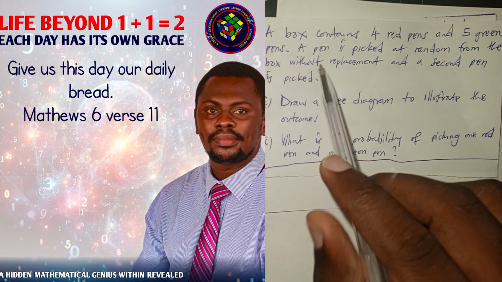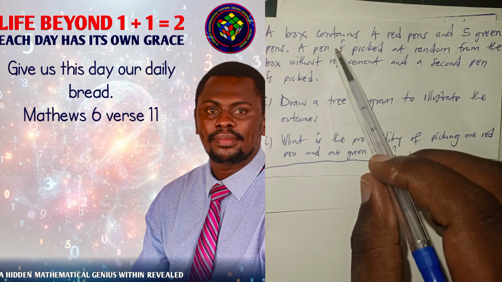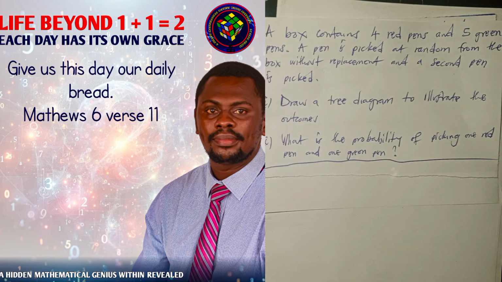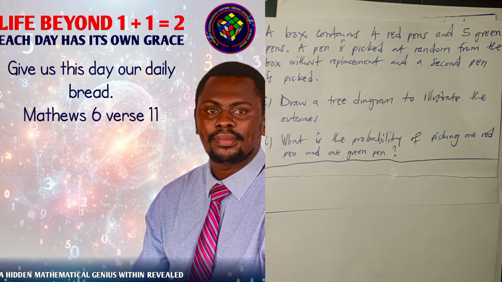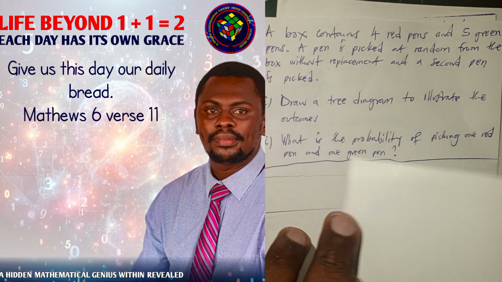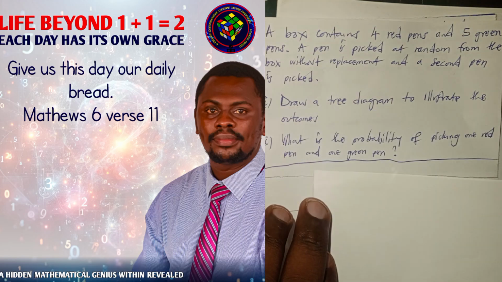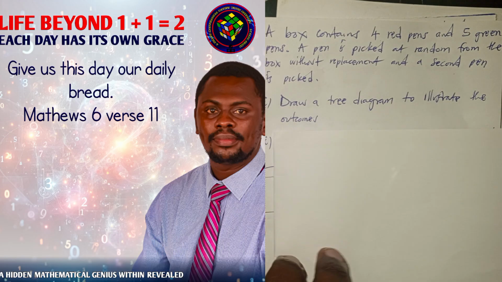Okay, so here we have a question. We are told that there are 4 red pens and 5 green pens in a box, and a pen is picked at random without replacement, and a second pen is picked. Draw a tree diagram to illustrate the outcomes.